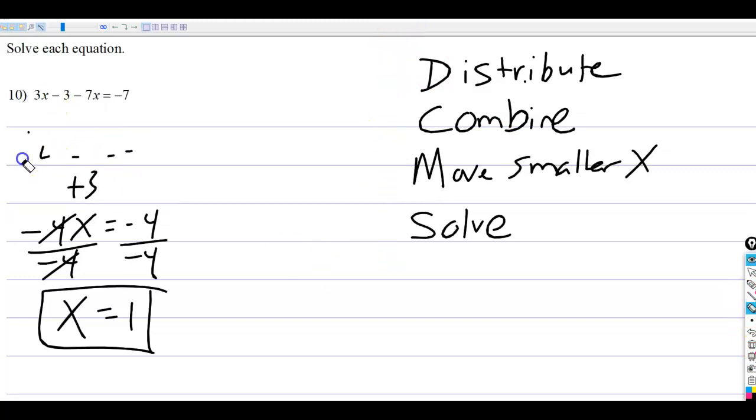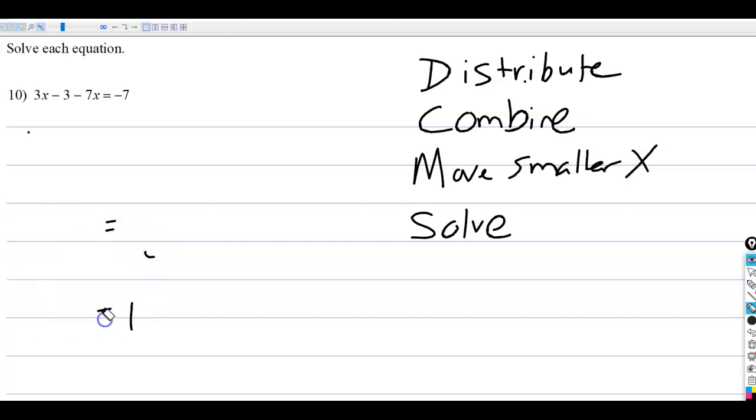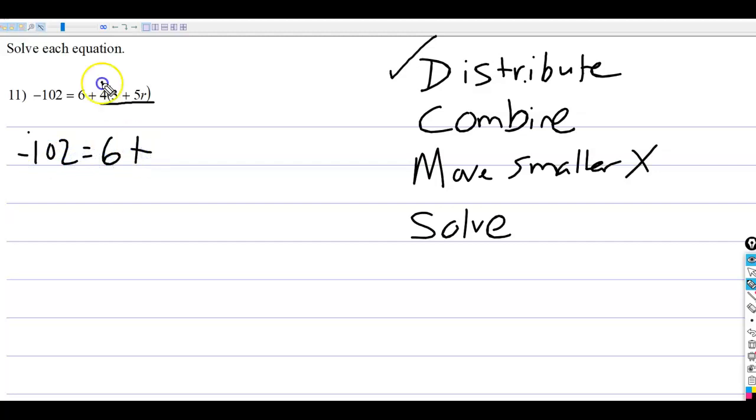Okay, let's try another one. Next one. So step 1 is to distribute. I do have some distribution here. So if I distribute the 4 inside to both terms, I end up with 12 plus 20r. Next step is to combine like terms.